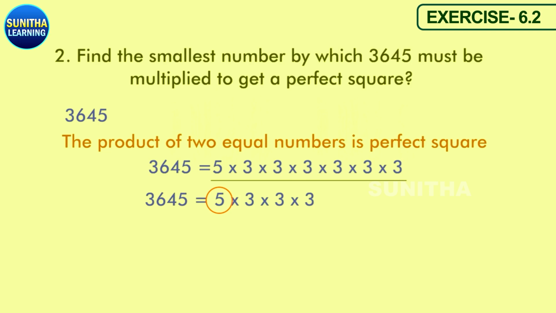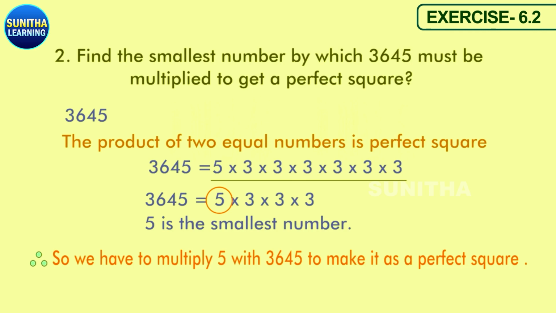What is the question here? Find the smallest number that should be multiplied to get a perfect square. Here we have only one 5. So if we multiply by another 5, then the number will become a perfect square. So 5 is the smallest number that should be multiplied to 3645 to make it a perfect square. Like this you have to do.